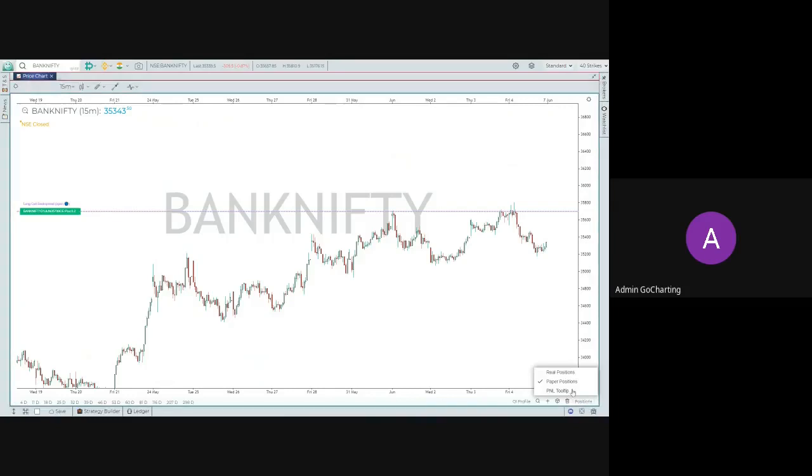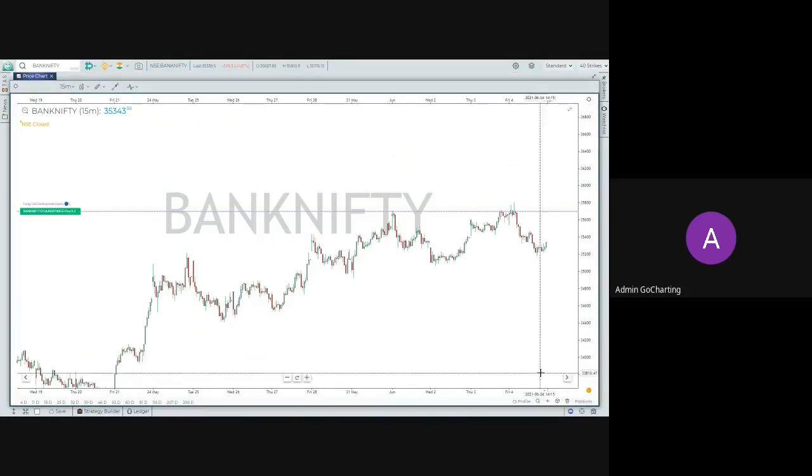And you should also be able to see your real positions. I haven't taken any real position here, the market is closed, but these are the real positions or the paper positions, your entire PNL that you can see here right now.